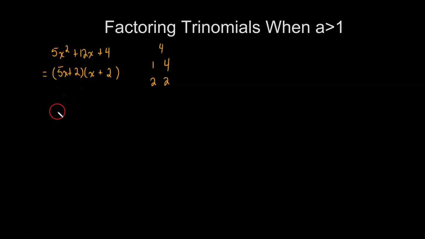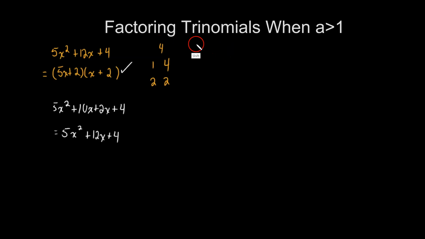Let's just check our answer. If we were to FOIL this out, we get 5x squared plus 10x plus 2x plus 4. So that would give us 5x squared, and we combine our like terms, plus 12x plus 4. So this is a good answer. This is our factored trinomial.